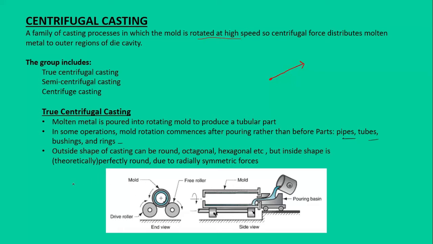Let's suppose we have a mold shape like this one, so the centrifugal force will distribute the molten material like this. So our outer shape would be hexagonal, but the inside would be a perfect round because of the radial symmetric forces that are acting on the inside of the molten material.